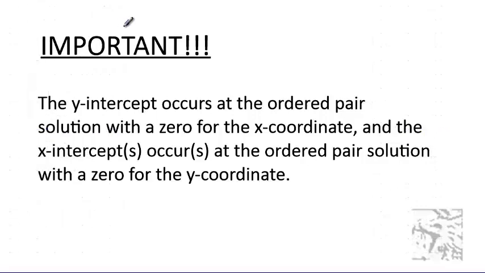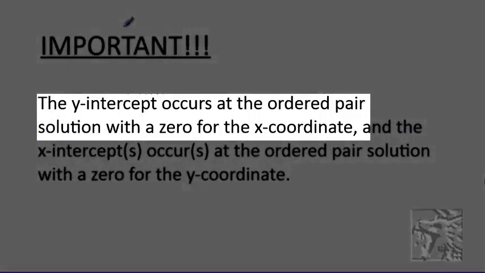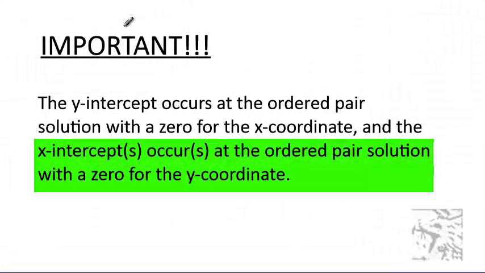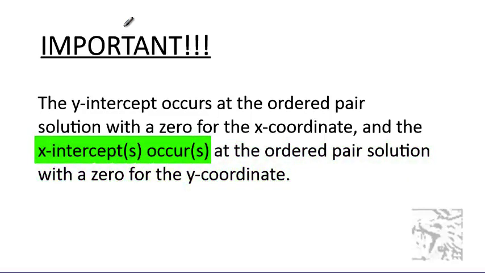Okay, so this is something very important to remember. The y-intercept occurs at the ordered pair solution with a 0 for the x-coordinate. So if you want the y-intercept, put a 0 in for x. And the x-intercept occurs at the ordered pair solution with a 0 for the y-coordinate. So if you want the x-intercept, make y 0. Now notice that I put in parentheses an s on those words there. A function can have more than one x-intercept, as you'll see when we go throughout the year.